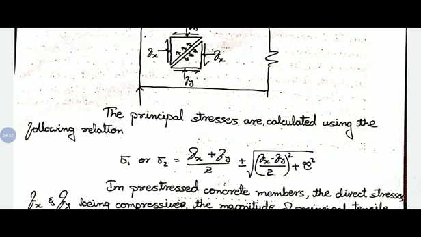Here you can observe that the principal stresses are calculated using the following relation. We have one equation to calculate the principal stresses sigma 1 and sigma 2. For that, first we need to calculate the direct stresses fx and fy. Then the principal stress equals (fx plus fy) by 2 plus or minus the square root of ((fx minus fy) by 2) whole square plus tau square. If we want sigma 1, the maximum principal stress or principal tensile stress, we consider the positive sign. If we want the minimum principal stress or principal compressive stress, we consider it negative.